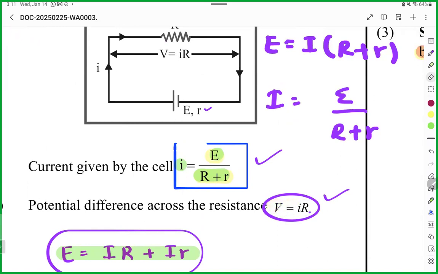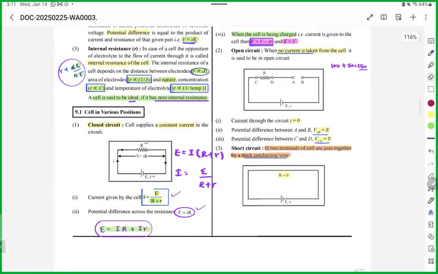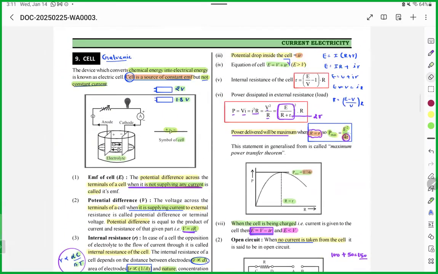It will depend upon the external resistor, not internal. External, not internal. Next, what will be the potential drop inside the cell? You know, potential drop means basically potential across the cell or inside the small cell. Ir, current and resistor.